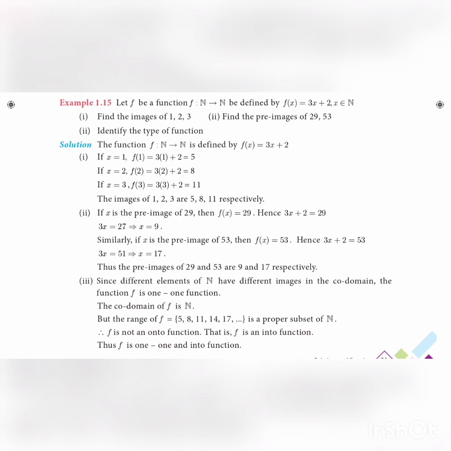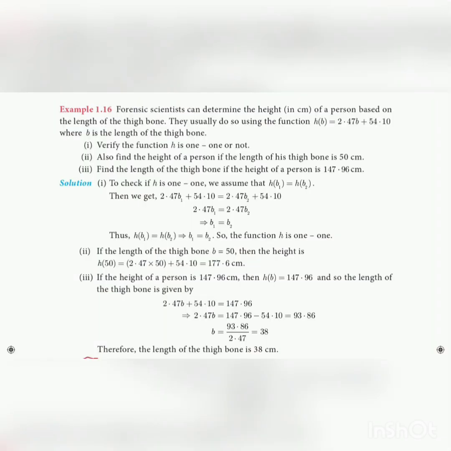the natural numbers. Therefore, this given function definitely is not onto, but it is one to one, because different elements have different images. More than one element has no common image. Therefore, this given function is a one-to-one function, but it is not onto. So we complete 1.15. This is the 1.16 example.